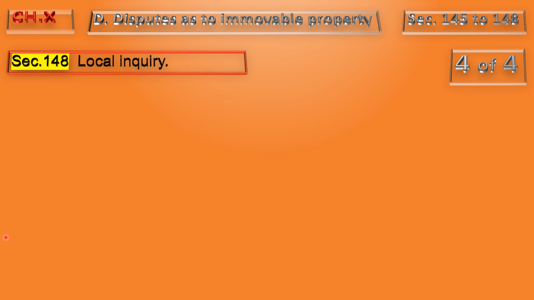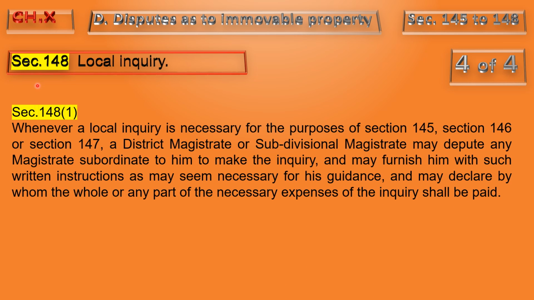Now we come to the fourth and the last point of the topic, disputes as to immovable property. Local inquiry as per the provision of section 148. Subsection 1 of section 148 says: whenever a local inquiry is necessary for the purposes of section 145, section 146, or section 147, a district magistrate or subdivisional magistrate may depute any magistrate subordinate to him to make the inquiry and may furnish him with such written instructions as may seem necessary for his guidance, and may declare by whom the whole or any part of the necessary expenses of the inquiry shall be paid.